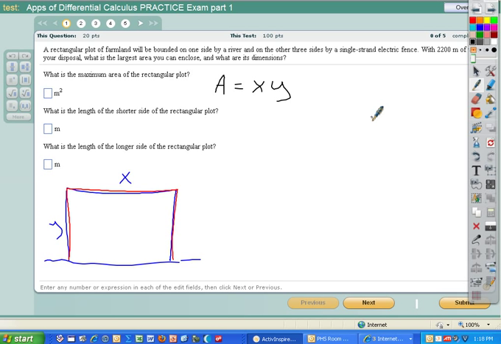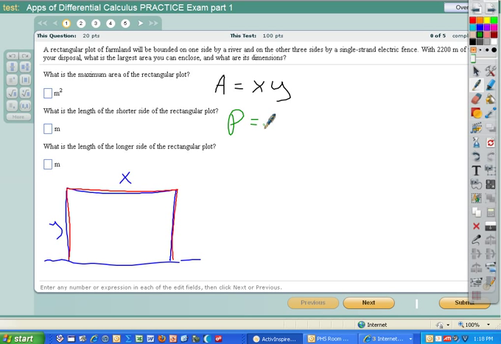Now, if our primary equation is a function of only one variable, we can just skip all the way down and do the calculus stuff. But it's not. We've got x's and y's in there, so we need an equation of constraint, a secondary equation. What's the thing that constrains our area? The length of wire, 2,200 meters.